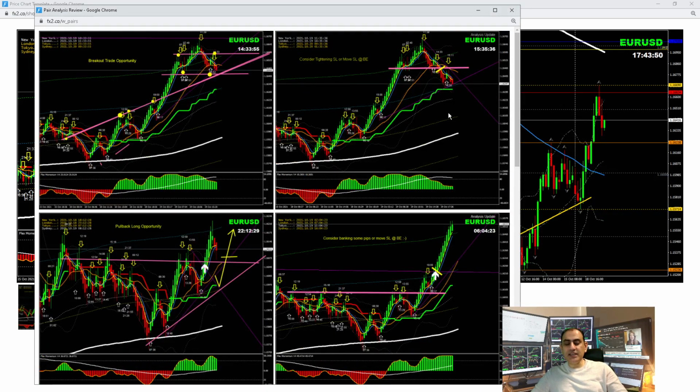As you can see here at the New York session today, I explained to traders we might see some counter short trade, but overall sentiment and momentum is long. Look for this counter short trade only for a few pips. As soon as the price developed a double bottom here, I explained to my traders, consider tightening your stop loss or moving your stop loss to break even. Let's see how that's going to go today.